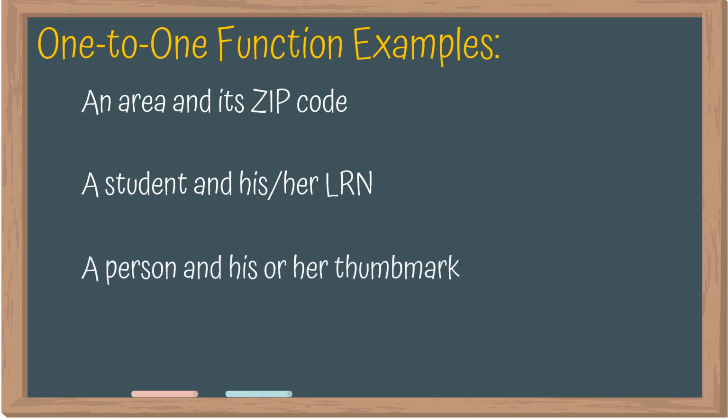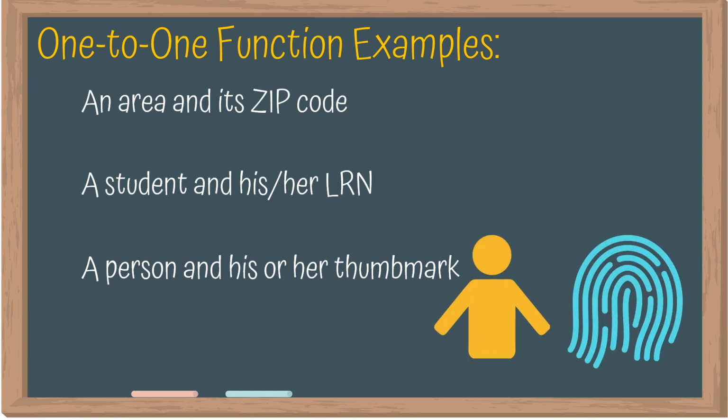Last example is a person and his or her thumb mark. We know that a person's thumb mark distinguishes his or her identity. It is also used for security purposes because of its uniqueness in every person.